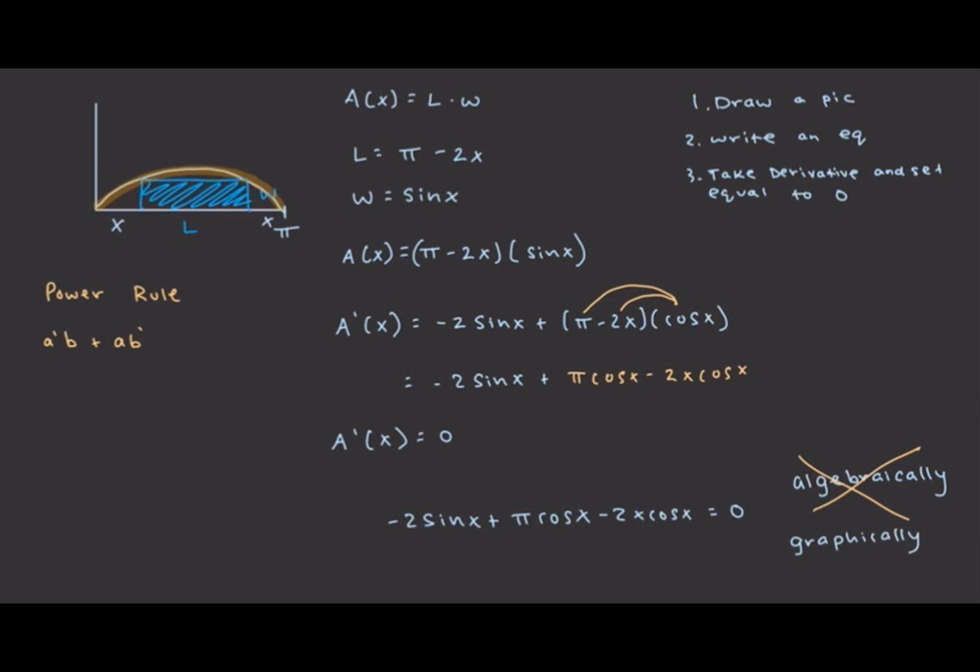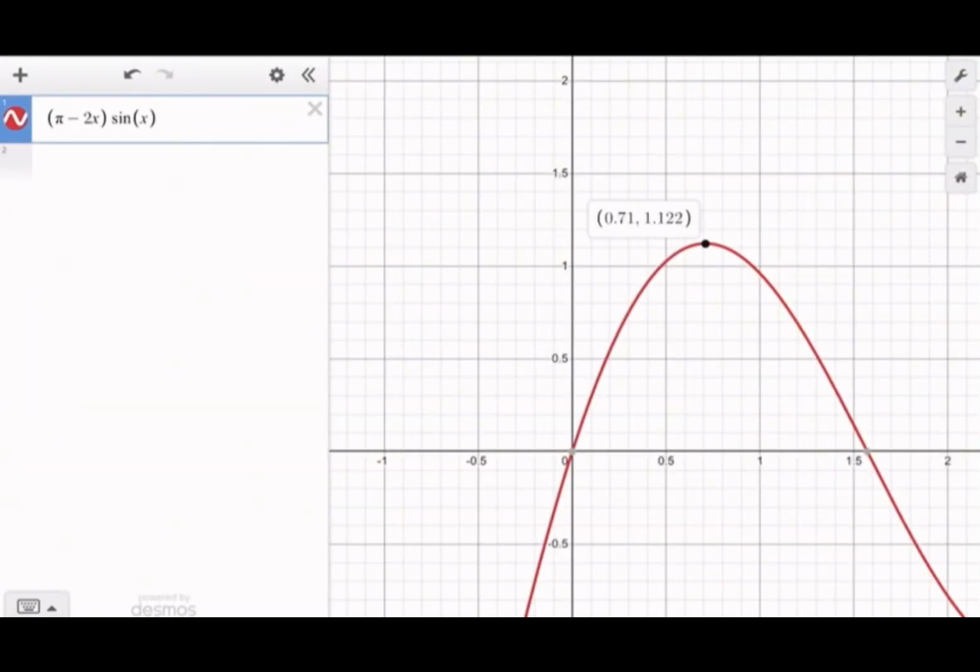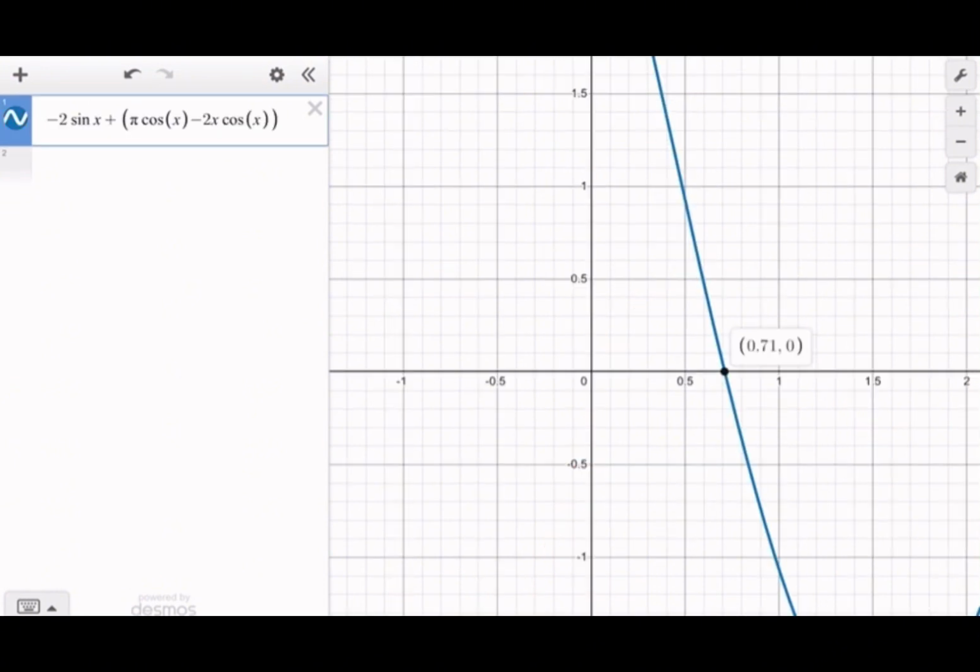We can use the graph of a and find the maximum value, or we can use the graph of the derivative of a, find where a prime is equal to 0, then evaluate a at that value of x. Let's try this both ways to ensure we are getting the correct answer. As you can see, the graph of a has a maximum value of 0.71. Similarly, the graph of a prime has an x-intercept of 0.71. Because they are the same, we can confidently say that 0.71 is the solution to a prime of x equals 0.